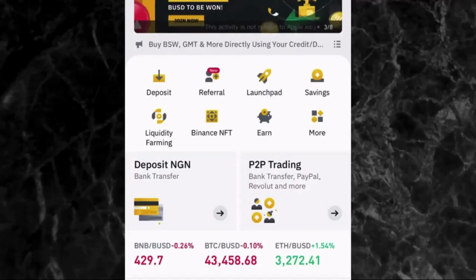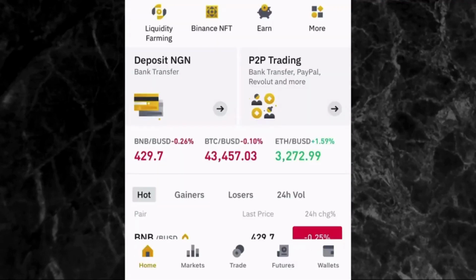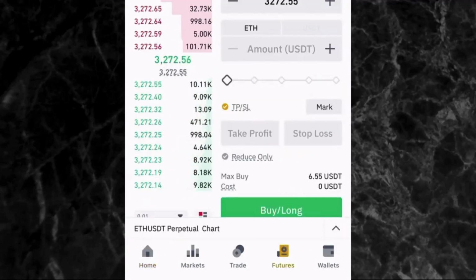Binance app, and to go to the futures trading page on the app, you come to the bottom side of the screen and you see where the arrow is pointing to. You will see the futures menu icon. Then you tap on it and you'll be on the futures trading page.